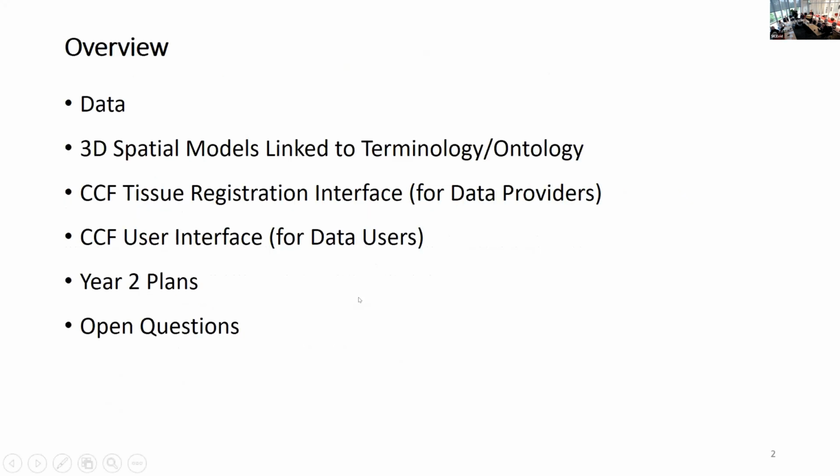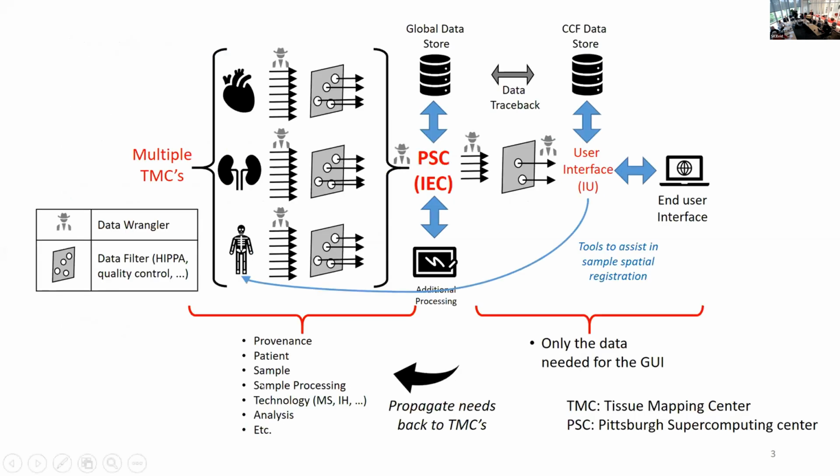So, overview: I will talk a little bit about the data. Some of you might have seen Paul's presentation this morning. Then I will talk about 3D spatial models linked to terminology and ontology. Again, some of this was captured in Paul's talk. I will talk about 2 interfaces. One is for CCF tissue registration, and the other one is for data users for CCF access to data. I will also have a little bit on our year 2 plans and open questions.